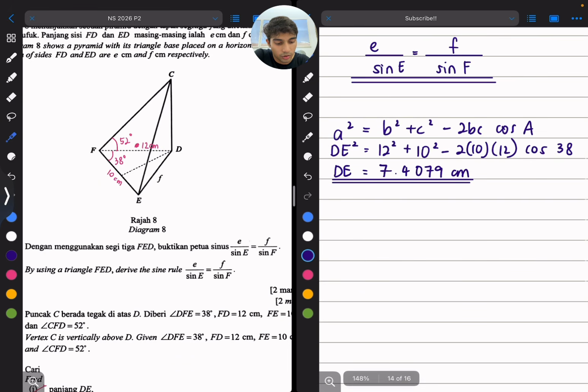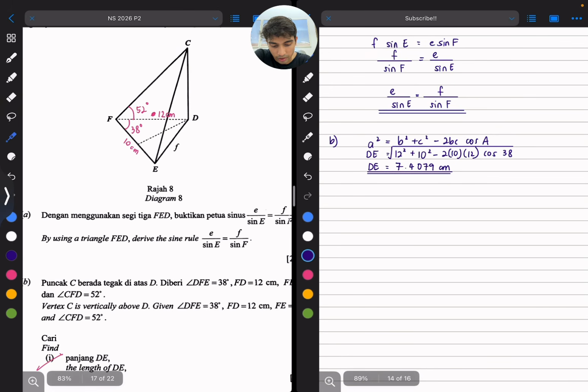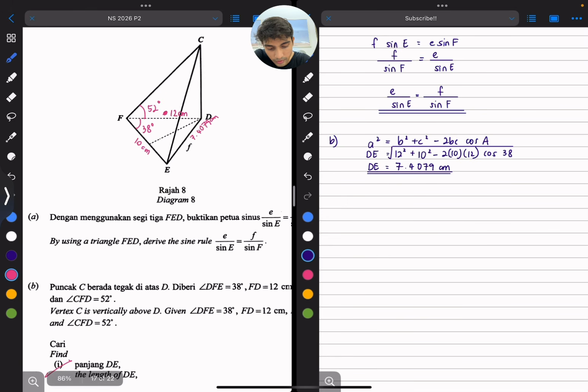Okay, or you can write this if you want. DE is the square root of this whole thing. Yeah, this will be much better. So you just put the whole thing in, you get your answer. Alright, so here we have our newfound information. DE is 7.4079 cm.